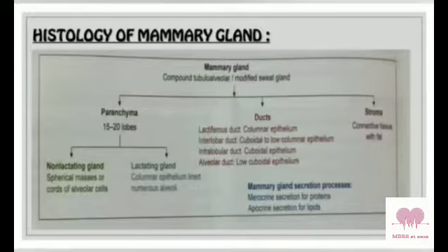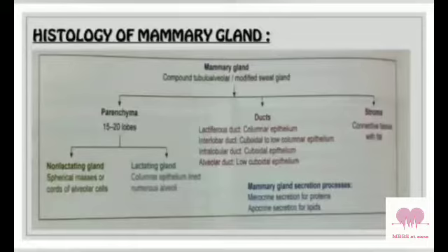The main difference between lactating and non-lactating gland is based on its alveoli. In non-lactating breast, the alveolar cells are inactive and they are present in spherical masses or cords. In lactating breast, the numerous alveoli are lined by columnar epithelium and are active, and the lumen of alveoli is mostly filled with precipitated secretory products.